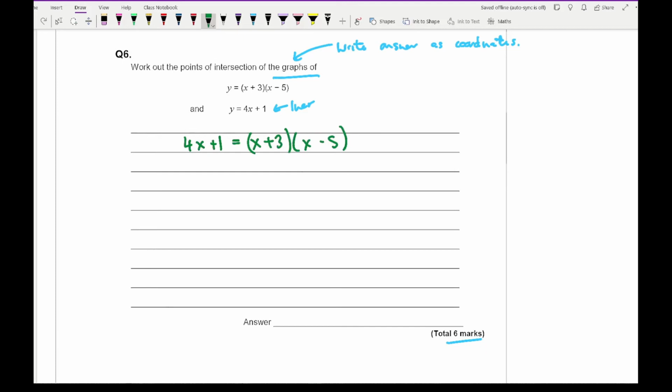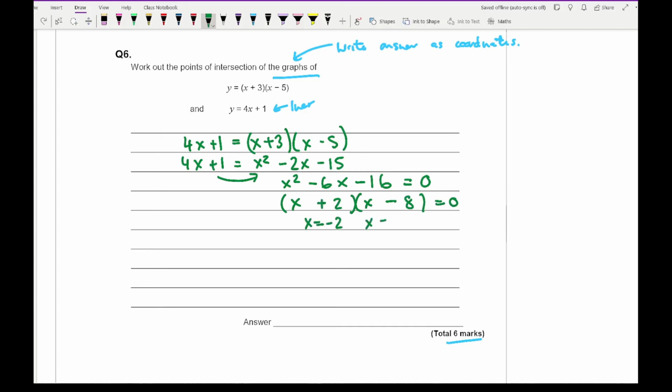Now I would expand the brackets out, even though we're going to have to factorize again, because there's no mention of rounding. So that's going to be x squared minus 5x plus 3x, so it's minus 2x, and then minus 15. Taking this all over to the side, we end up with x squared minus 6x minus 16 equals 0, and then we factorize it. We're going to go for 8 and 2, with a minus and a plus. So x equals minus 2 and x equals 8.